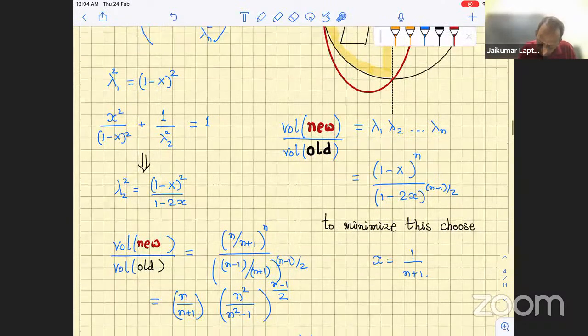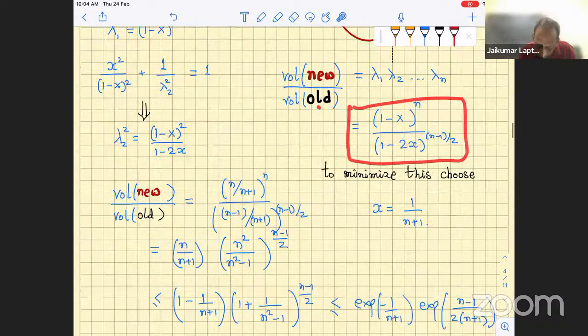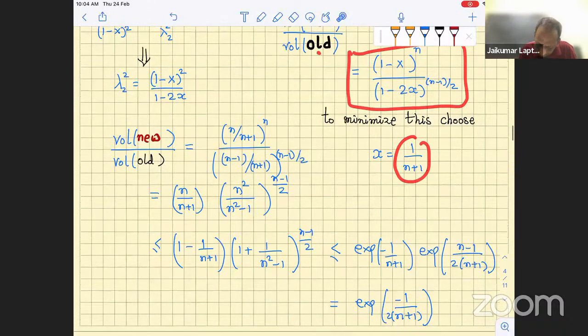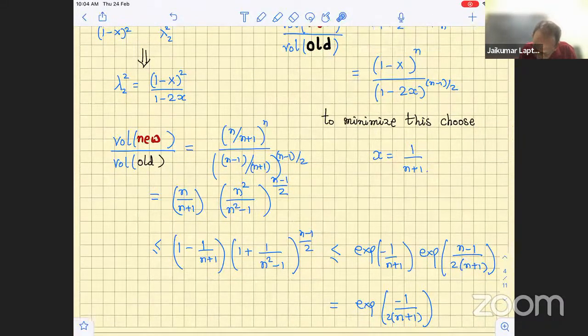So we have obtained a choice for x, and we know exactly what the ratio of the new to the old is in terms of x. So it amounts to plugging in this value of x in this. So let us plug in. So 1 minus x, I hope, is n over n plus 1. And if you write 1 minus 2x, you will get n minus 1 over n plus 1. And the exponents, I hope I copied correctly.